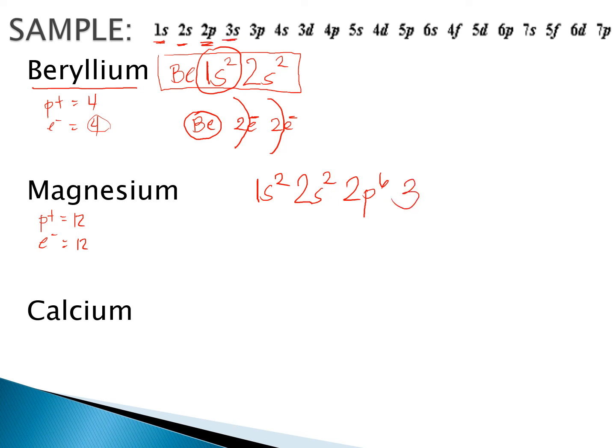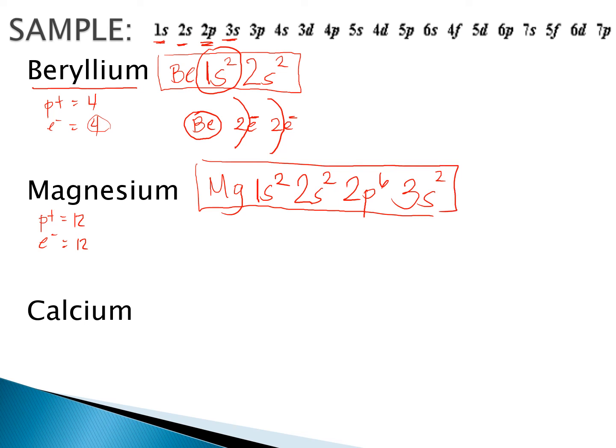So 3s2. So let's check. 2 plus 2, 4. Again, 2 plus 2, 4. Plus 6, that would be 10. And plus 2, we have now 12. That's 12 already. So this is the electronic configuration of magnesium.